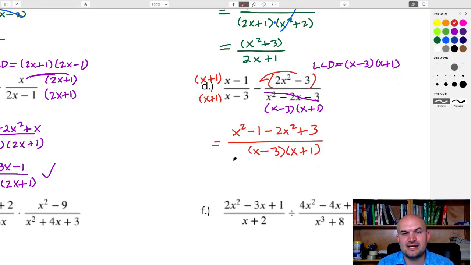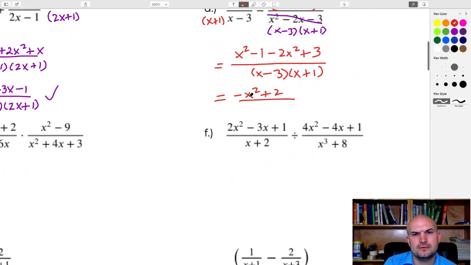Okay, and now we just combine our like terms. And we see we get a negative x squared plus 2. That's going to go over x minus 3 times x plus 1. Sweet. All right, halfway done.